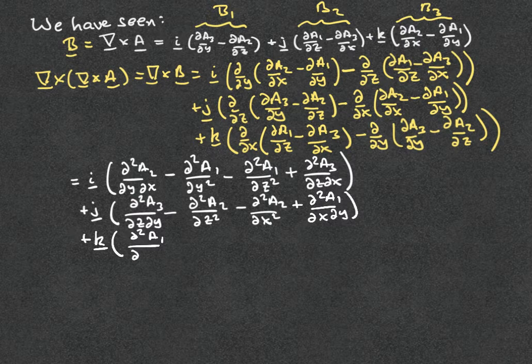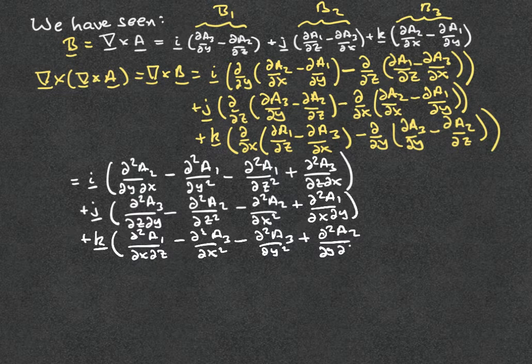And similarly from the final terms in the k direction, it's d2A1 dx dz minus d2A3 dx squared minus d2A3 dy squared, and then finally plus, because of the minus minus combination, d2A2 dy dz, close brackets.